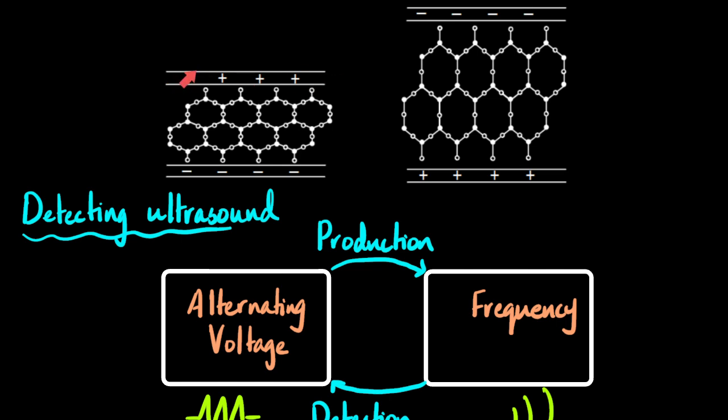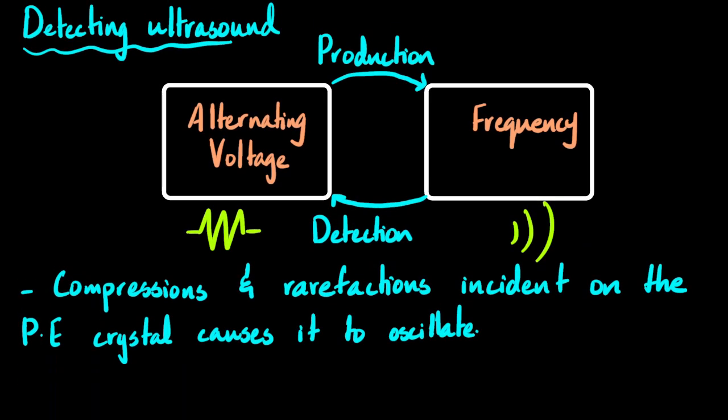Right, so this is basically the diagram that we saw above, but in reverse. This time there is no voltage which is applied. This is just being compressed and extended because of the incoming ultrasound waves. And in reverse, because of this compression and extension, an alternating voltage will be produced across the ends, basically across the silver electrodes to which the piezoelectric crystal was connected.